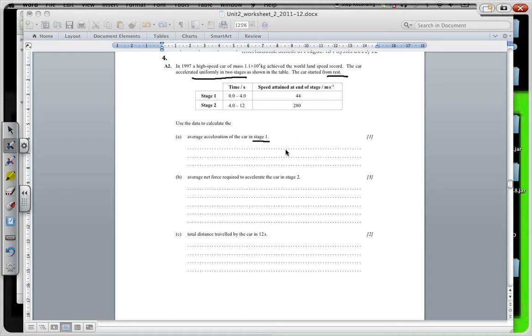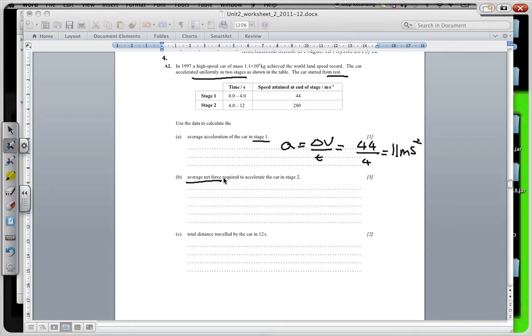So for acceleration, we're going to have our change in velocity over change in time. So for stage 1, we know it started from rest, so the change in velocity would have been 44 meters per second divided by 4 seconds, so we would have 11 meters per second to the minus 2.